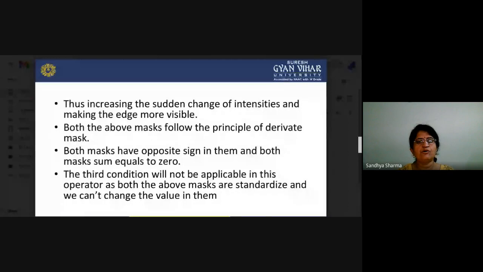Both the above masks follow the principle of derivative mask, but the masks have opposite signs in them and both masks sum equal to 0. So the third condition will not be applicable in this operator, as both the above masks are standardized and we cannot change the values in them.